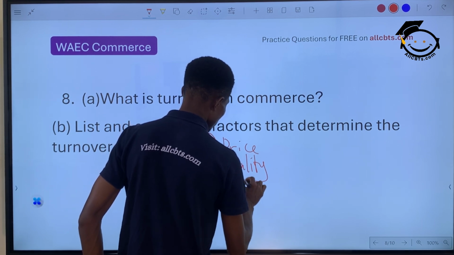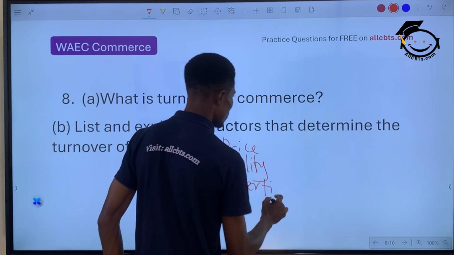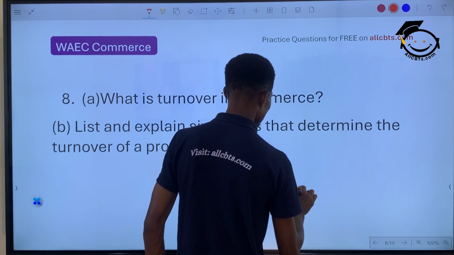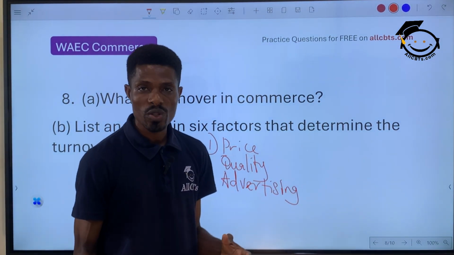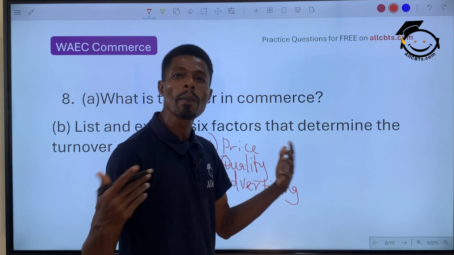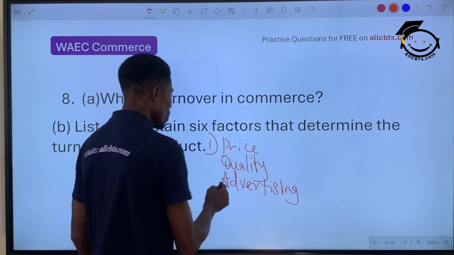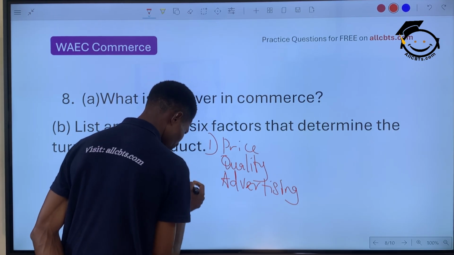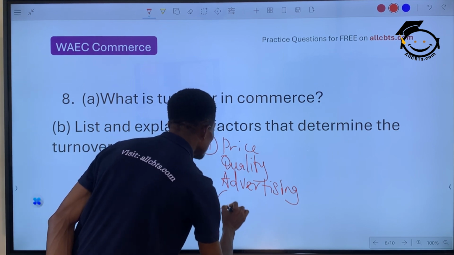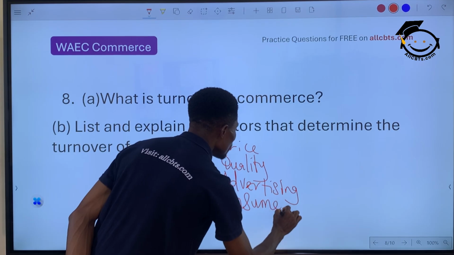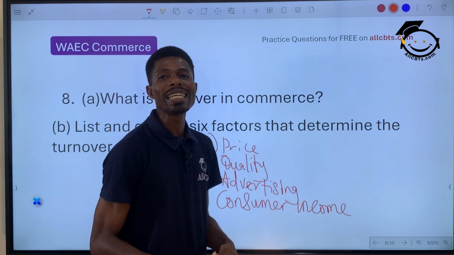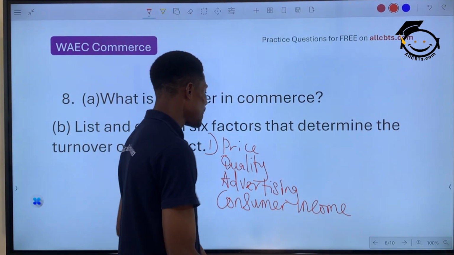The third one is what we call advertising. When customers know about the products, it will boost their demand for the products. Another factor is consumer income. The higher the income of the consumer, the higher the ability to purchase that product.